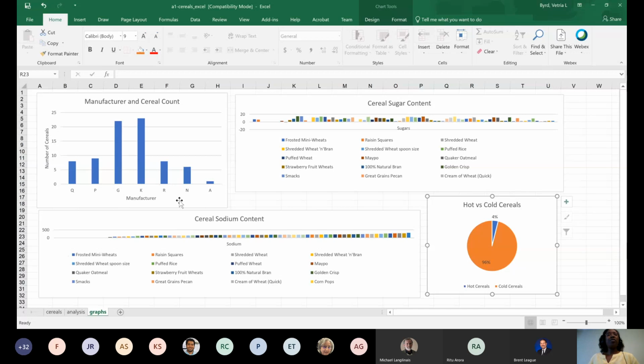So you have your manufacturers, and this is by code. I can always go in, by the mappings of the coding, and change the letters to spell out the manufacturer's name. And then that's on the x-axis, and on the y-axis, the number of serials that are represented in the data.